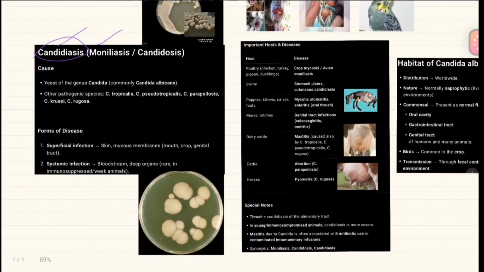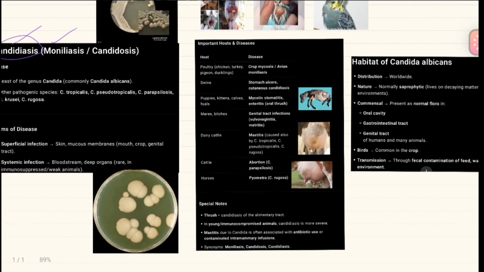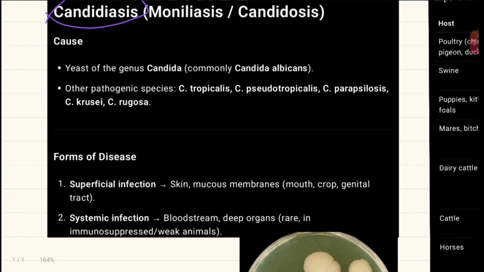Here we will have a look at the causative agents of the disease and how this disease is manifested in different forms, what the different hosts and the diseases associated with those hosts are, and what the habitat of Candida albicans is. So let us start with the causative agent of the disease.